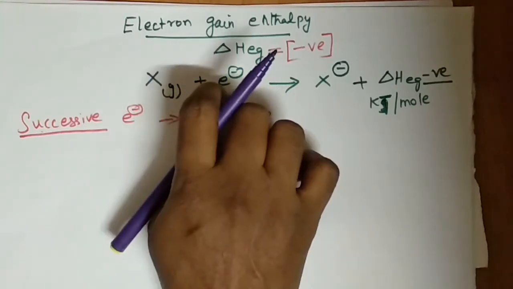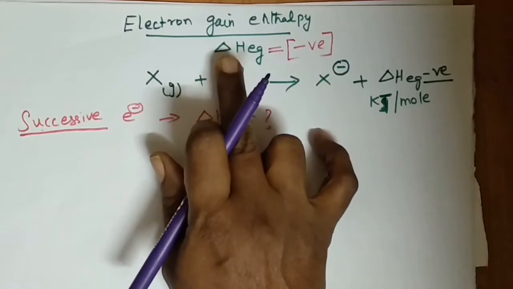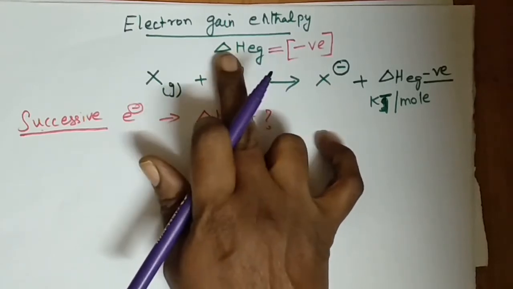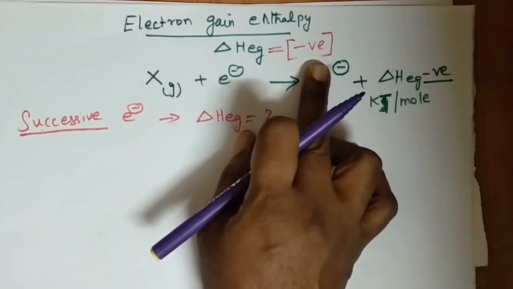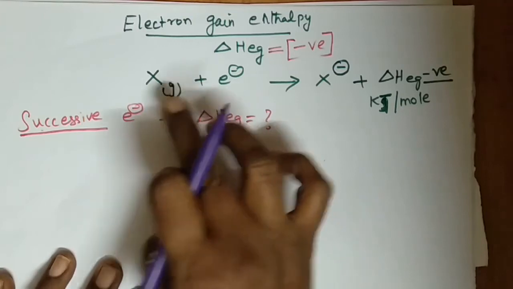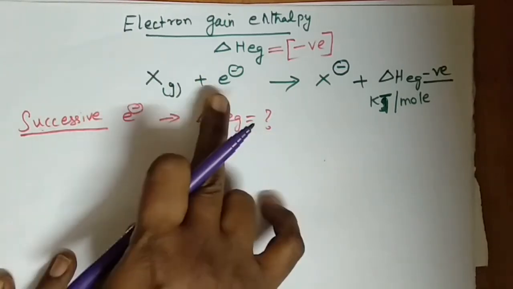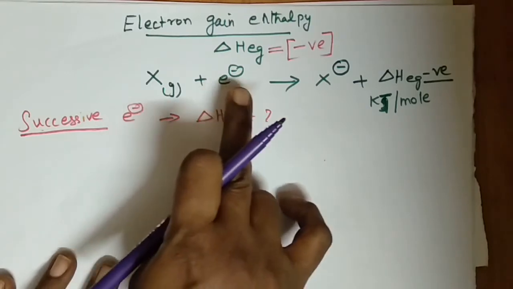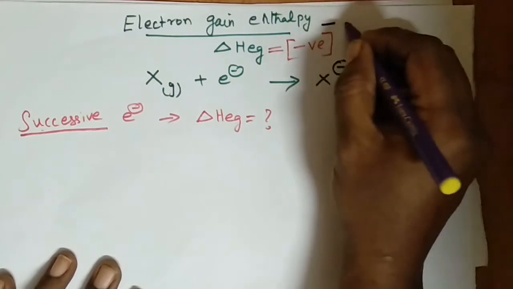We have seen in the last video about electron gain enthalpy, wherein the value, which we write as del Heg, is always negative. Why? Because when an isolated neutral atom gains an electron, it has to release some energy.